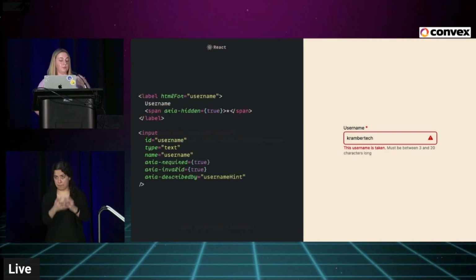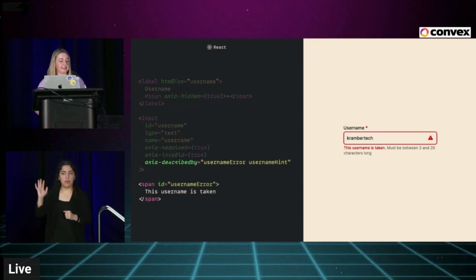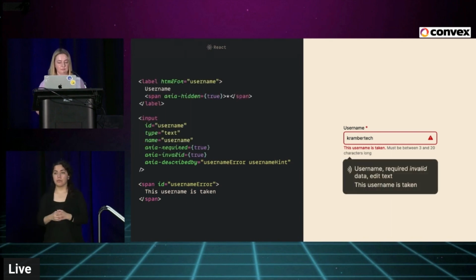Now, we marked our input as invalid, but we also need a way to communicate the error message as well. We can use the same approach as we did with hints before. We can set an ID and add it to our accessible description. aria-describedby can actually accept multiple IDs, and then we'll concatenate the contents when announcing to the user, like this. Username, required, invalid, edit text. This username is taken.